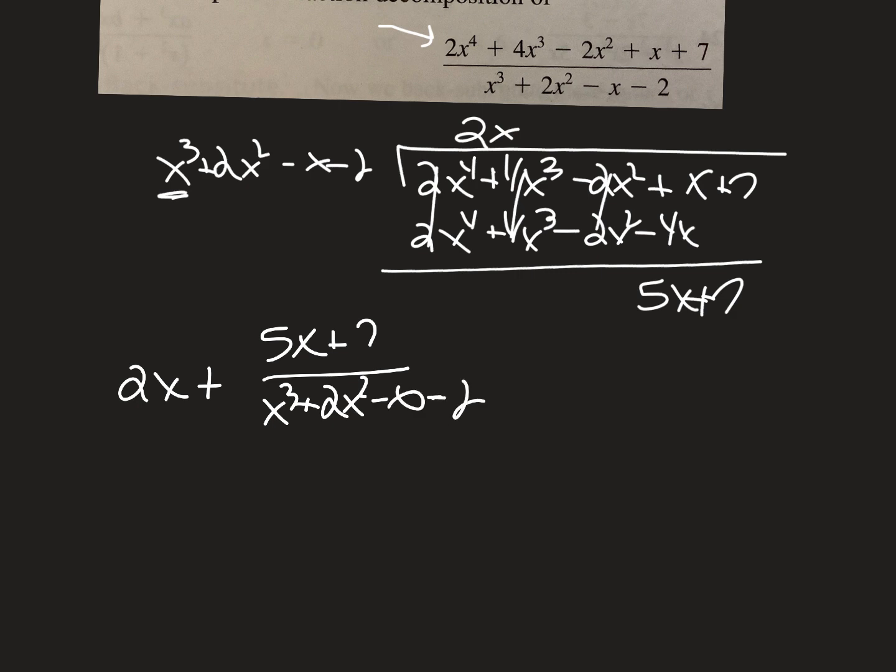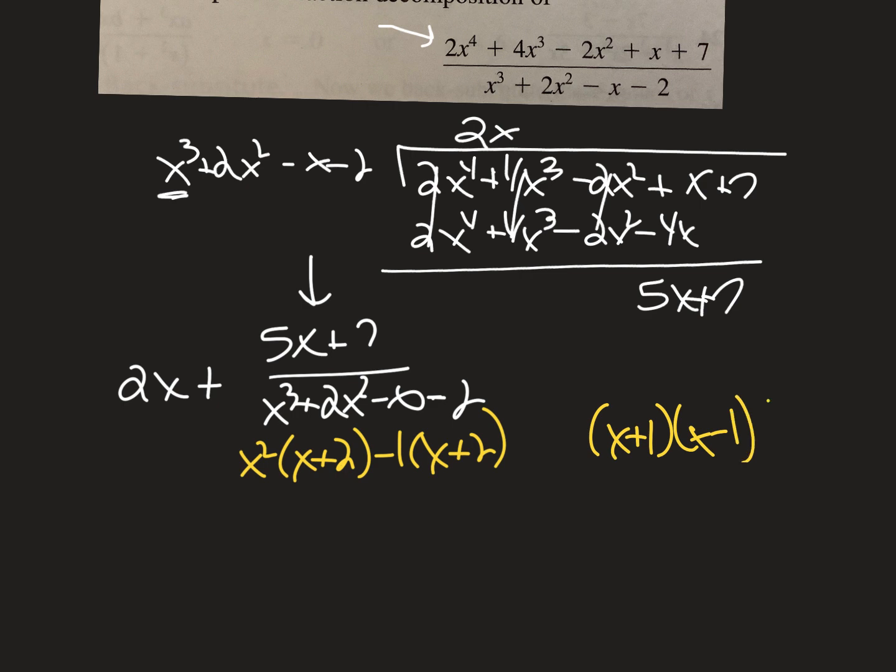All right, so what I'm going to do is just do the partial fraction decomposition of this. Okay, so factor the denominator, take out the x squared, that leaves x plus 2, take out the minus 1, that also leaves x plus 2. So we end up with an x plus 1, x minus 1, and an x plus 2. And I'm just going to set that up over here. So don't forget, I still have that 2x.